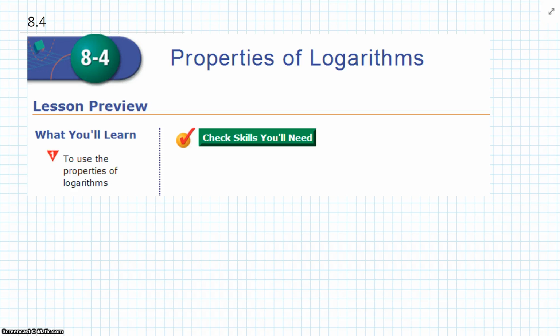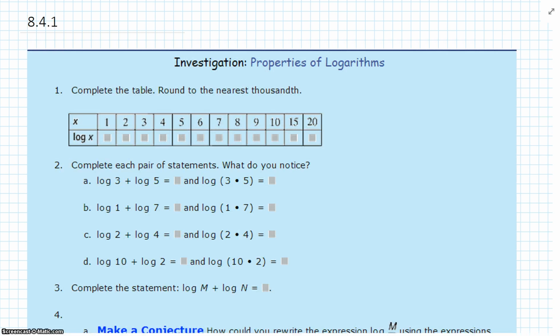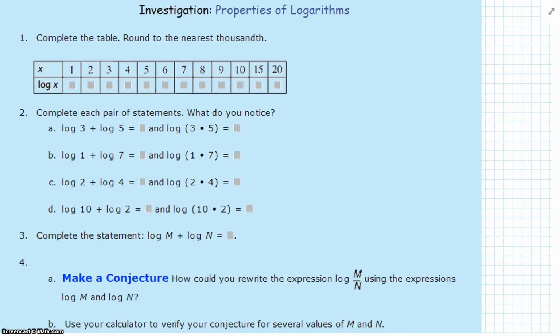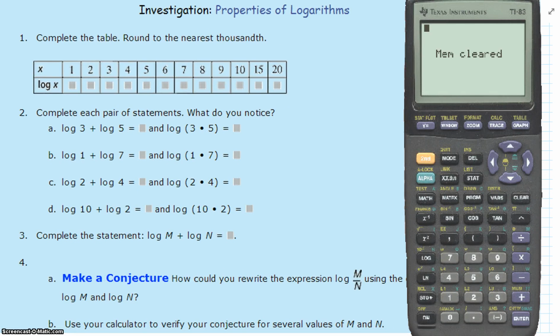Chapter 8, Section 4, Properties of Logarithms. In this lesson, we're going to learn to use the properties of logarithms. So first, let's do some investigation. Complete the table, rounding to the nearest thousandth.